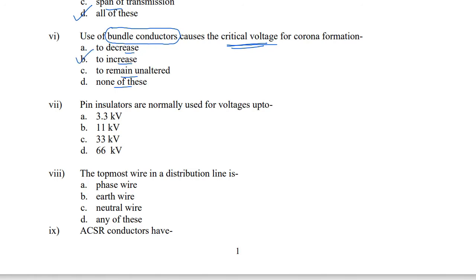Now question number 7. Pin insulators are normally used for voltages up to what? Pin insulators are generally constructed for use up to 11 kV, a single pin insulator. So here option B will be our correct answer. Next, the topmost wire in a distribution line is the earth wire. So option B here is the correct answer.